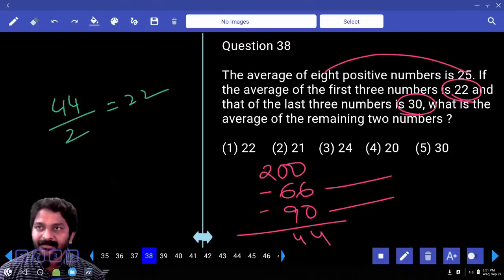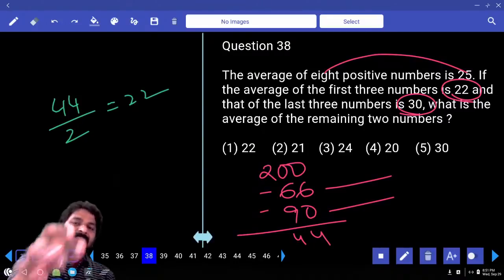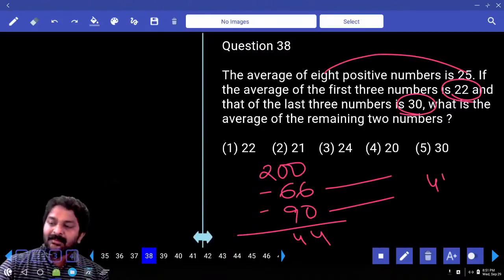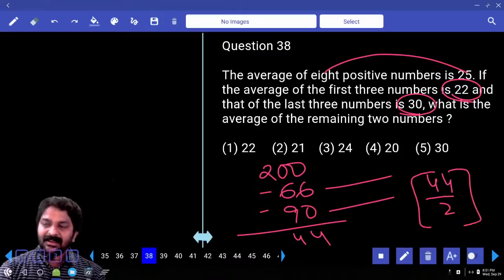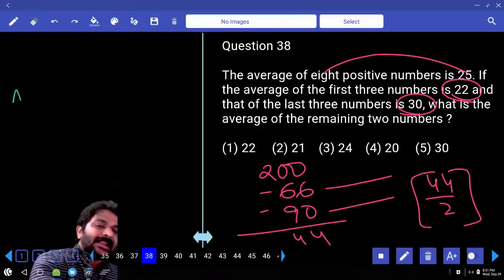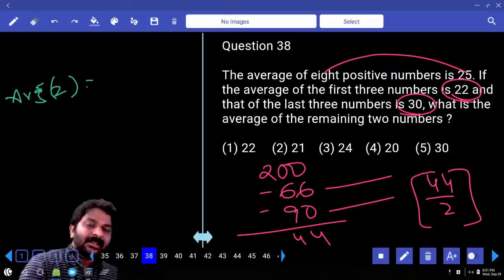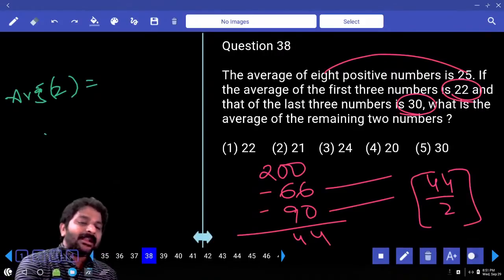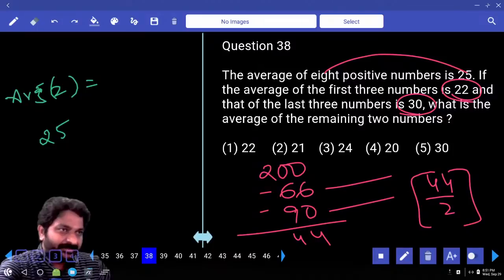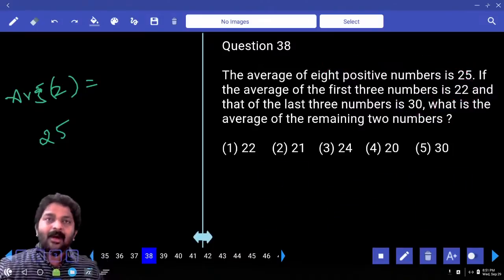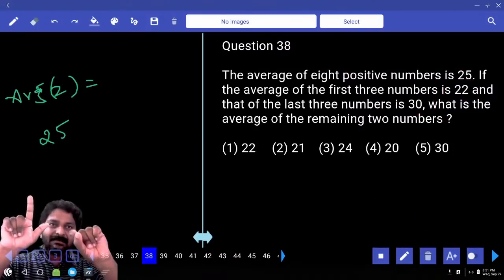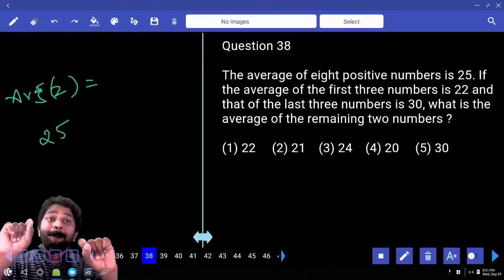Is it clear? Yes, now the same question in another way. So here I am writing 44 by 2 is our final answer. Now we need to calculate the average of 2 numbers. What is the initial average given for all the numbers together? According to the equality concept, I will start with 25 only. Out of 8 numbers, the first 3 are mentioned, the last 3 are mentioned, and 2 numbers are missing.